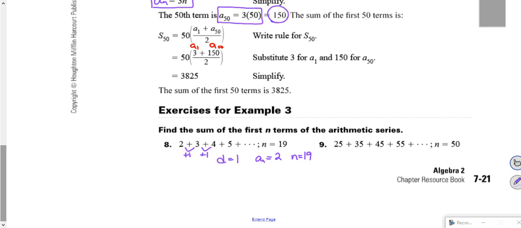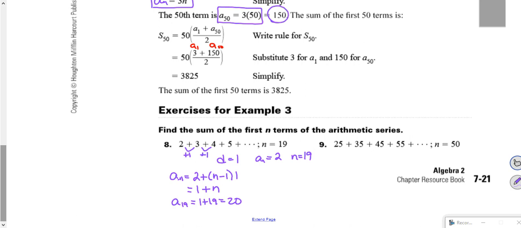So first, I need to find my rule. My rule, A sub n equals 2 plus n minus 1 times 1, which is just going to be 1 plus n. 2 minus 1 is 1, 1 plus n. That's my A sub n. So my A sub 19 is going to be 1 plus 19, obviously, or 20.